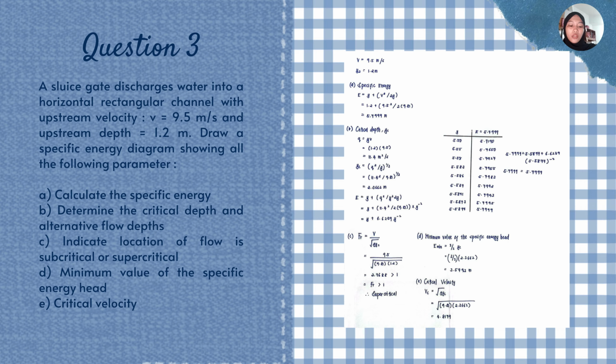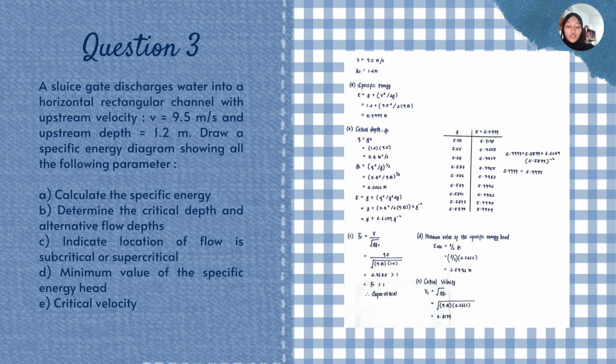Next, we find the critical depth yc equals (Q squared over g) to the power of 1/3. So we got yc equals 2.3662 meters. Next, the specific energy equation in terms of y is y plus 6.6239 y to the power of negative 2.